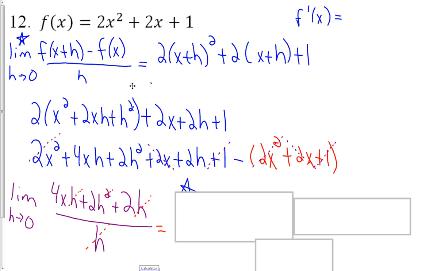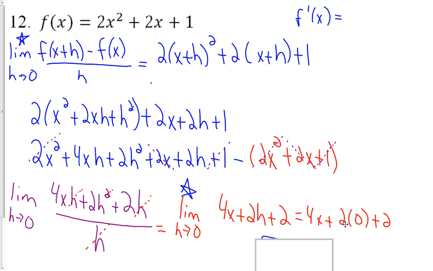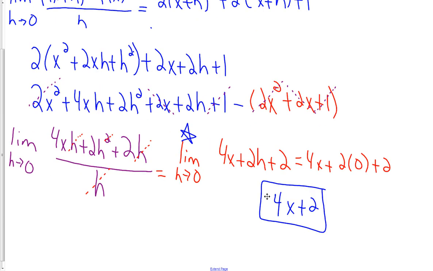And now we bring back the limit as h goes to 0 of 4xh plus 2h squared plus 2h all over h, canceling 1h in each. The h goes away. Now I have plus 2h plus 2. This doesn't just give you 0. When these cancel, we get plus 2. And now we're plugging in h is 0. So 4x plus 2 times 0 plus 2. Basically, that'll just go away, and we get 4x plus 2 is our limit.